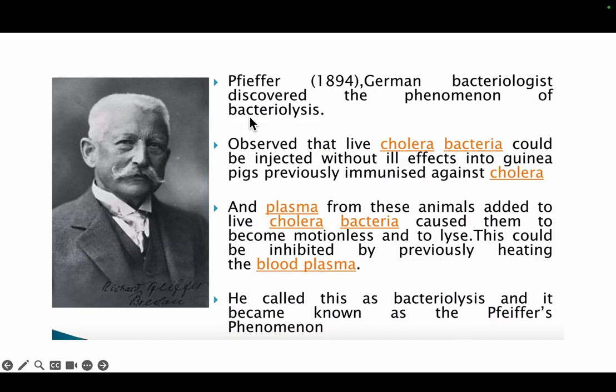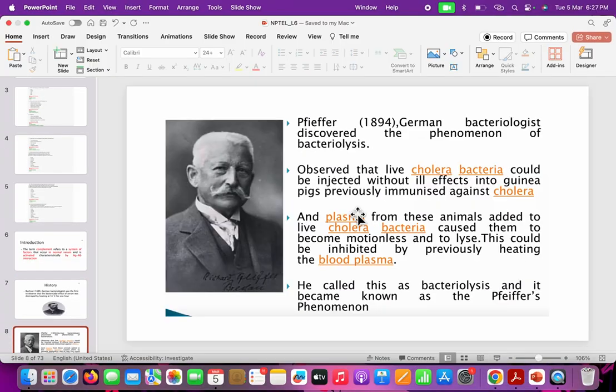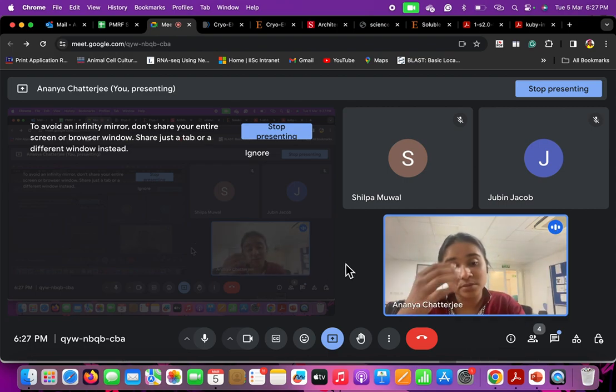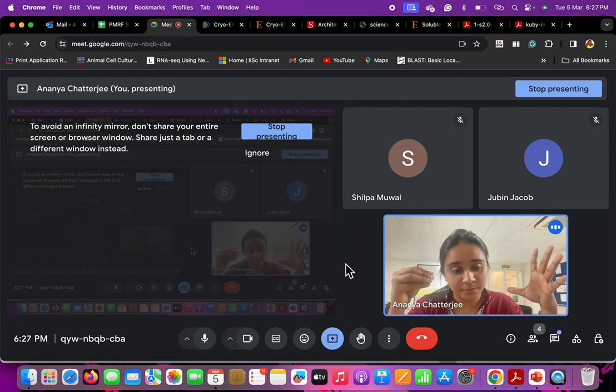Pfeiffer, a German bacteriologist, discovered one phenomenon and termed it bacteriolysis. He observed that if you infect an animal that was previously immunized against a bacterium, be it cholera or any other bacteria, he observed this in the case of bacteria. It can be valid for viruses too if you have a good antibody response generated against them. Bactericidal effects means there are factors that help in killing bacteria. Bactericidal means killing bacteria, or the bacteria get burst.